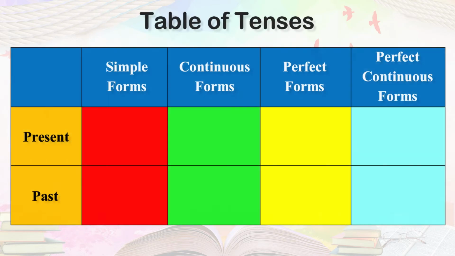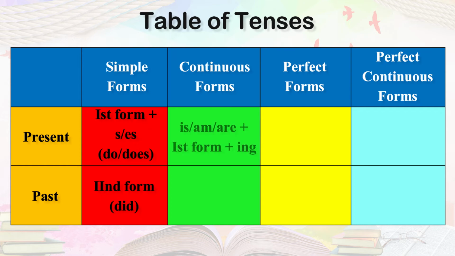Dear children, up till now we have discussed all the parts of present and past. Let's revise. In simple present tense, we use first form of the verb, and in simple past tense, we use second form of the verb. In present continuous tense, we use is, am, are plus first form of the verb plus ing. And in past continuous tense, we use was, were plus V1 plus ing.